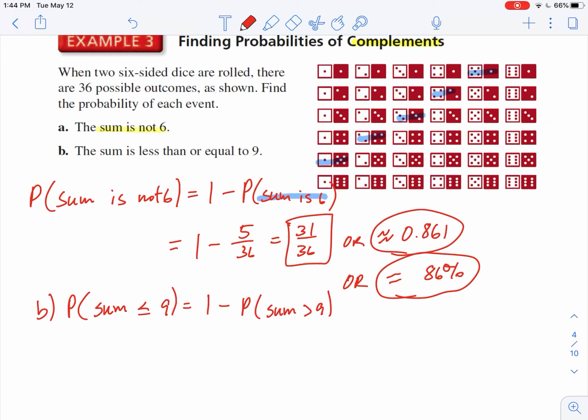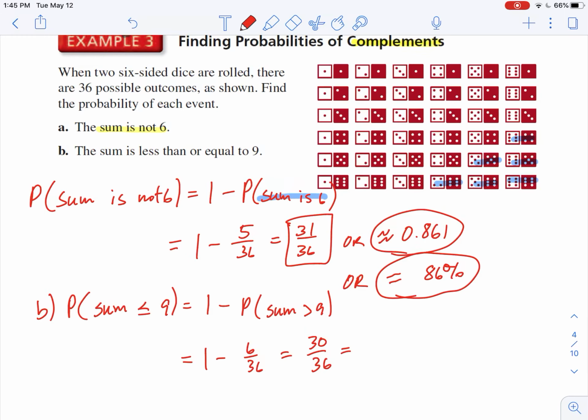And again, you can go through and count all the dice in here where the sum is bigger than 9. So here we have the sum is exactly 9. Well, we're not going to use that one. But anything where the sum is greater than 9. So I've got a 10, a 10, an 11, a 10, 11, and a 12. And so if I count all those up, I've got 6. So 1 minus 6 over 36, which is the same thing as 30 over 36.